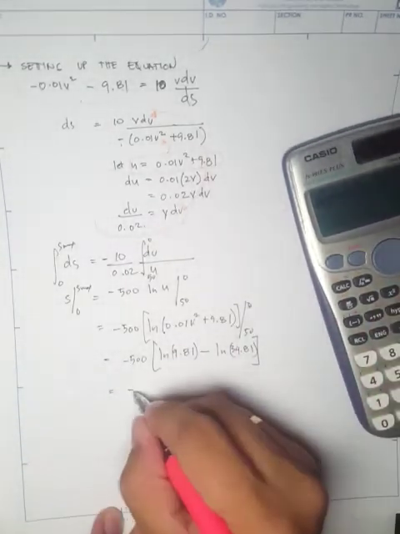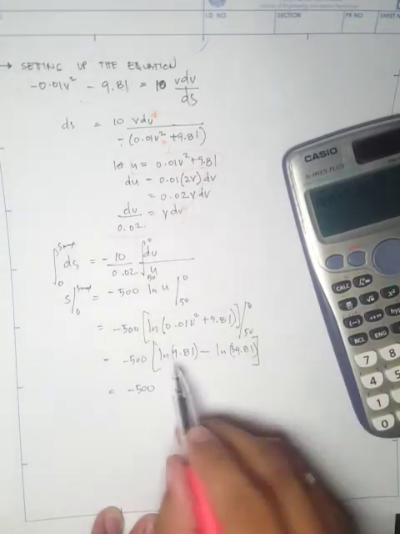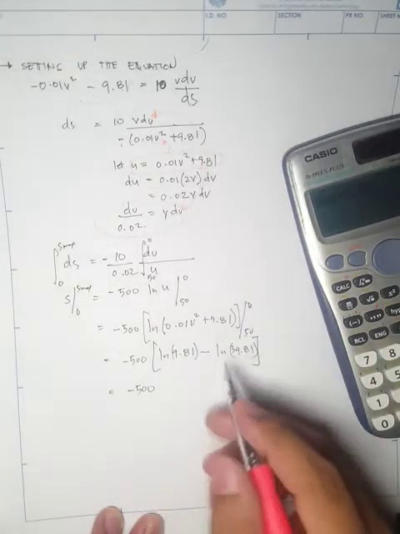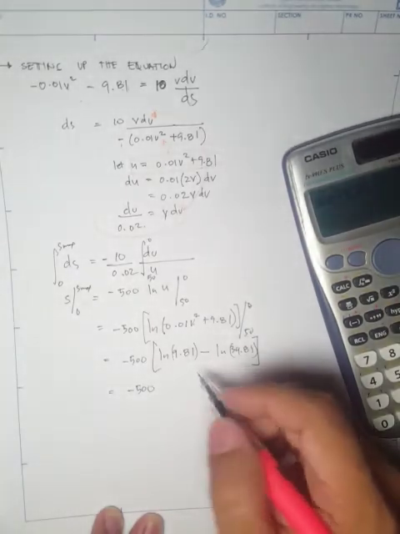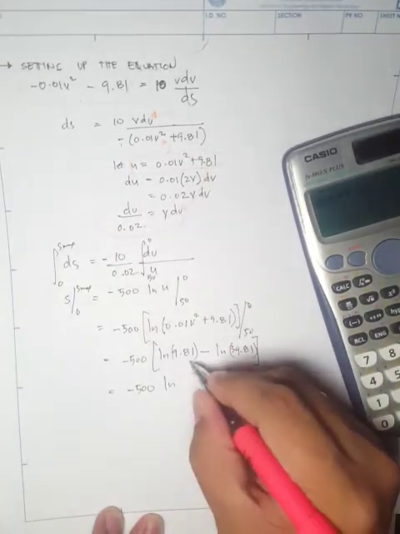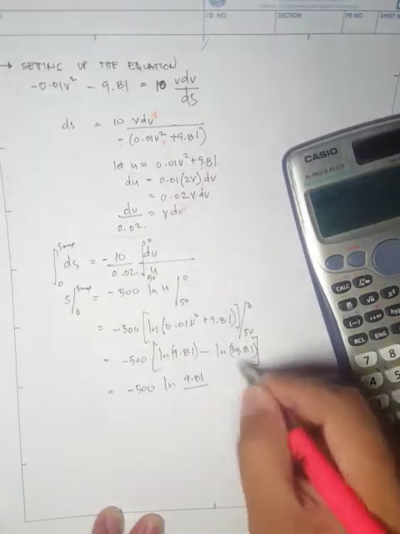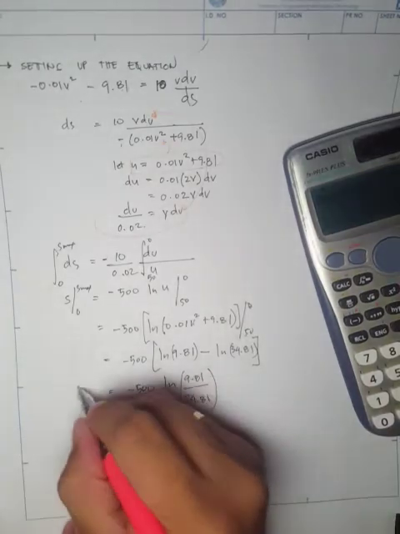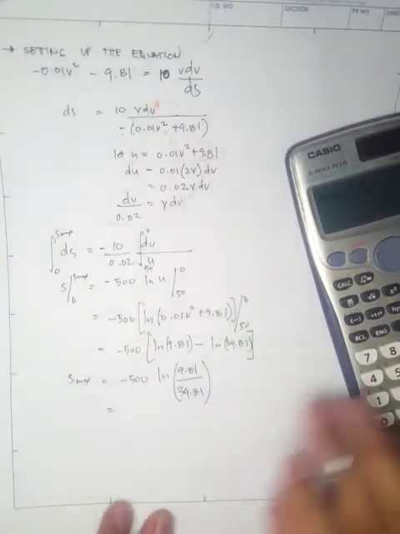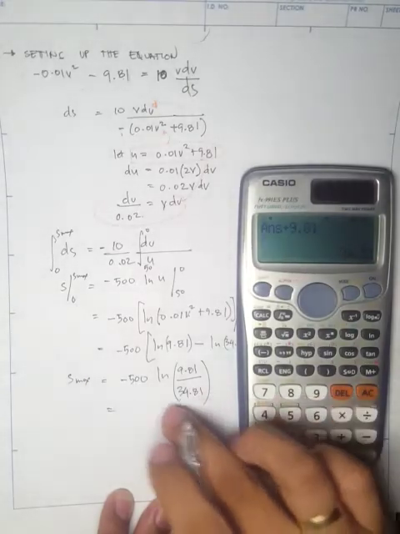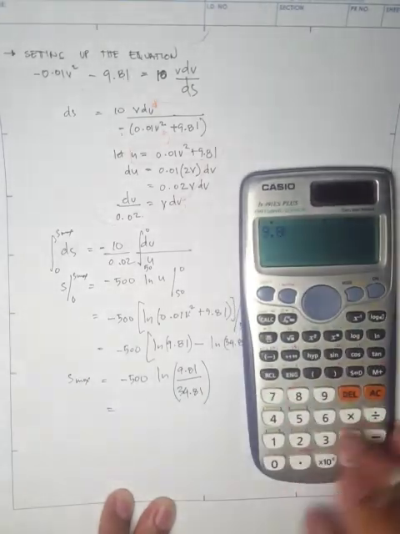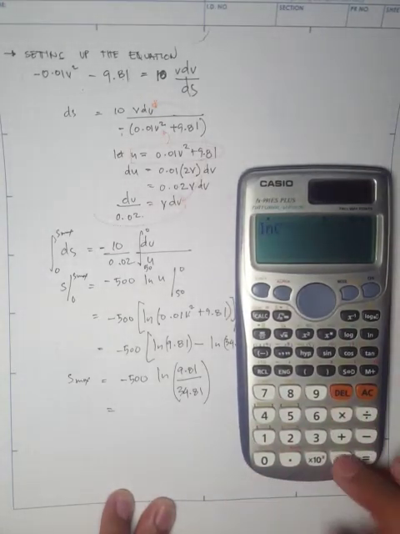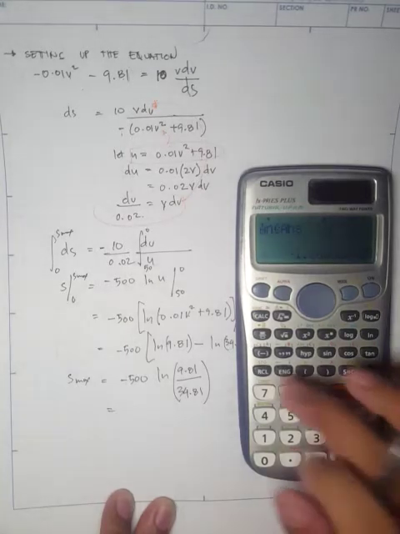Right, so let's do some more math. So we have this difference, and then if you remember the properties for logarithms, this is just 9.81 divided by 34.81. Right, and then what's left is just the s max. Okay, so let's try to solve this one. 9.81 divided by 34.81. So ln of the answer, times negative 500.